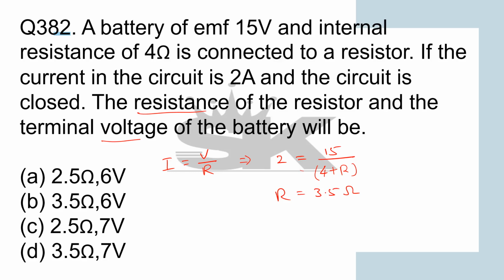So the terminal voltage equals 15 minus Ir. 15 is already given. 15 minus 2 into 4, so 15 minus 8, that is 7 volts. That is the terminal voltage. What is the option here? Option D, right?